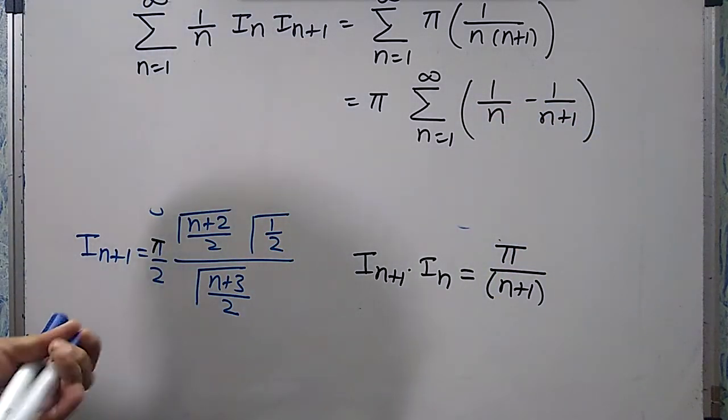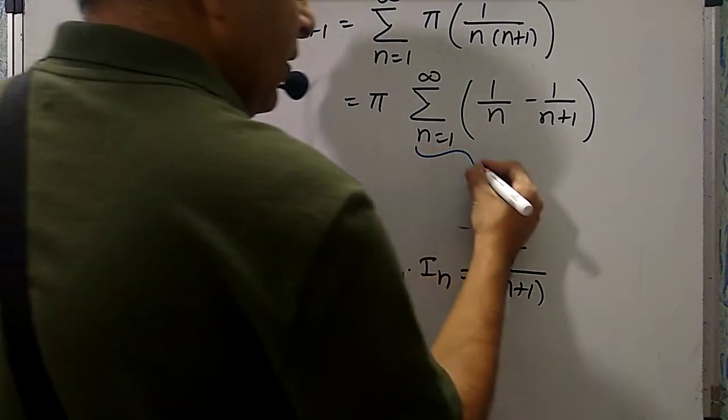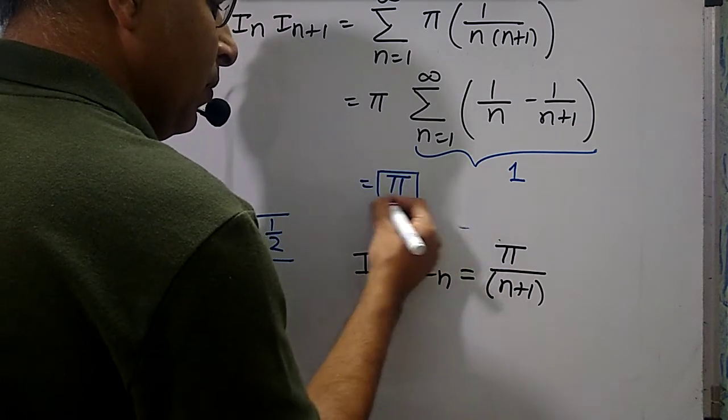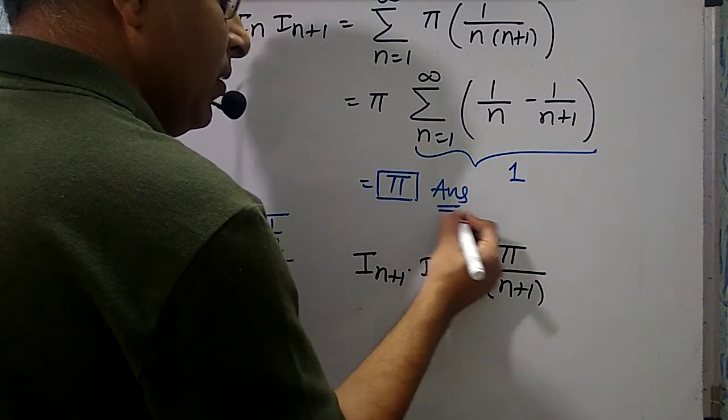So we have to use the telescopic method. So this will give you 1. So the answer of this question is pi, and this is the final answer.